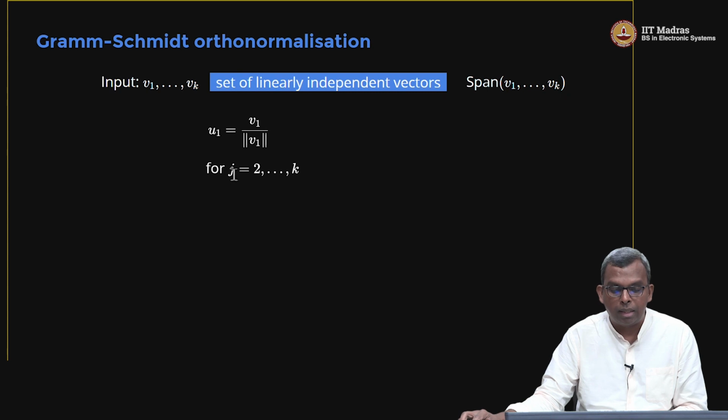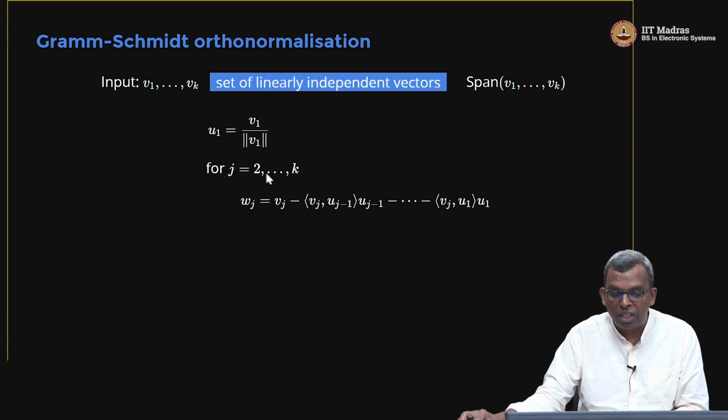Okay. Then I will do a loop. Loop variable is j goes from 2, 3, so on till k. So, every vector I will consider here. For every j, let us say j equals 2, okay, just for j equals 2 and then 3, etc. For every j, I am going to make a vector wj. What is my wj? I will take vj and then I will subtract from it the part of vj that is along uj minus 1, okay. So, I take the inner product of vj with uj minus 1 and then I multiply with uj minus 1.